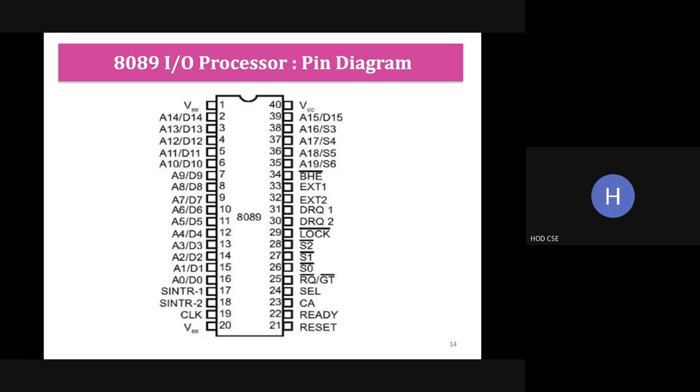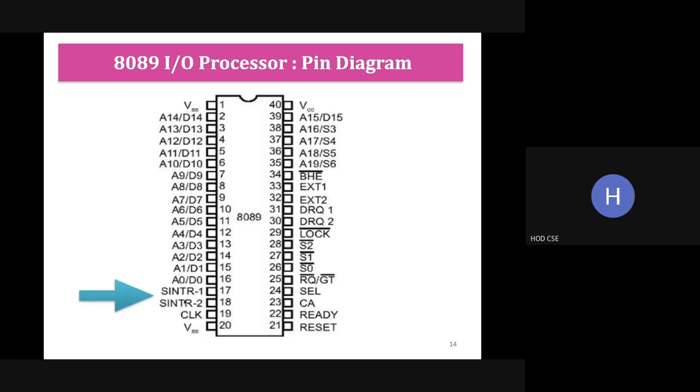Almost the pins in 86, 87, and 89 are the same. So if you study thoroughly the pin functions of all the signals of 86, you will find it easy to write about the 87 and 89 IO processors. Here we have all the signals like AD0 to AD14, and we have A15 here, A16 combined with the status signals S3 and S4, and we have the S5 signal and S6 signal.